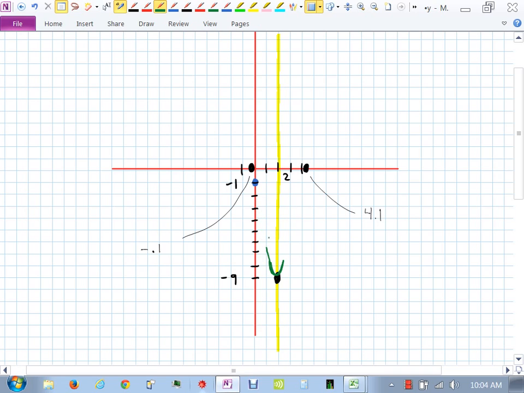So I'm going to go through the left side here. Connect the dots. Come up this way. Connect the dots. There you go.